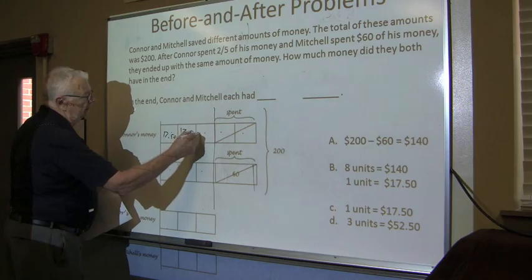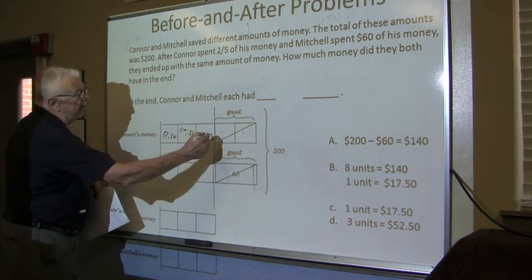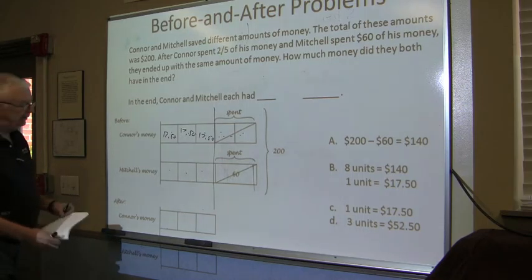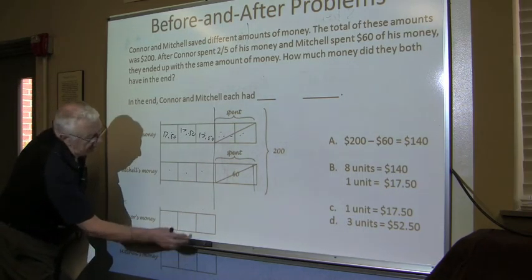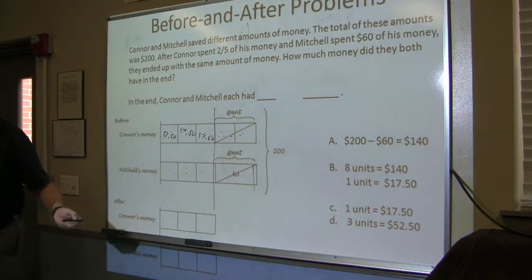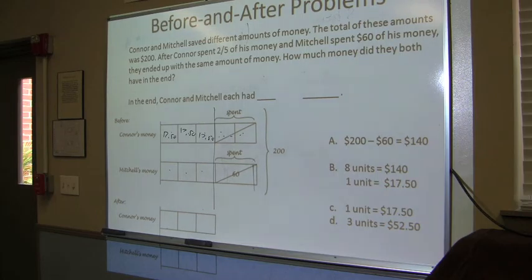So each one of those units is $17.50. Okay, now I have to go back and see, what are they asking? How much money did they both have in the end? So we're looking at, in the end, they each have 3 units. So I have 1 unit equals $17.50. So 3 of these units will be 3 times that, or $52.50. Okay. Does that make sense there?